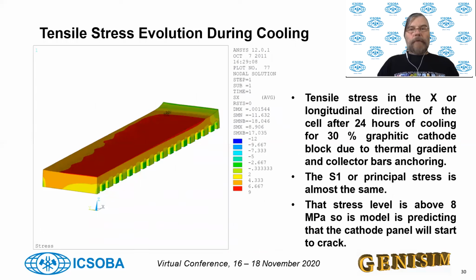So this is the maximum stress we're getting for the 30% graphitic. It is close to 9 megapascal, so it's way above 8. So that's a prediction of cracks. Now the stresses displayed here are in the X direction. That's the long direction of the cathode panel. It is almost the same if you ask for the principal stress, S1 in ANSYS, it's the label. You get the same picture. So the principal stresses are aligned with the X direction for this problem.